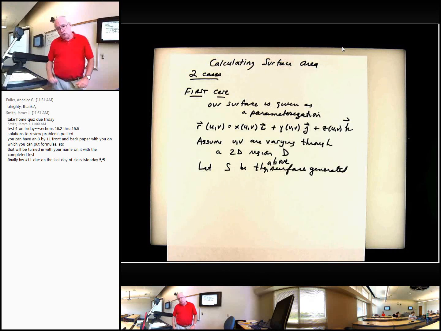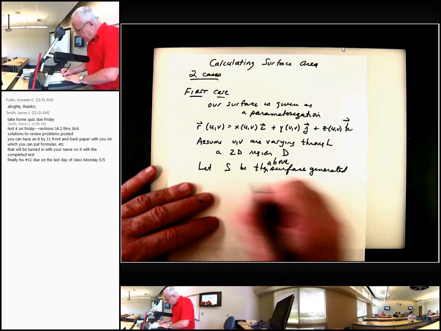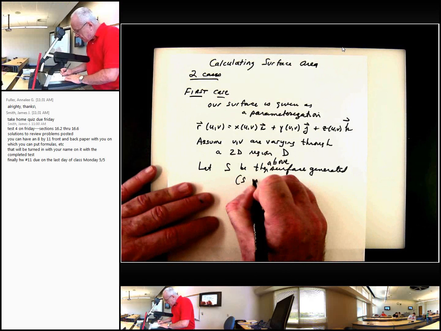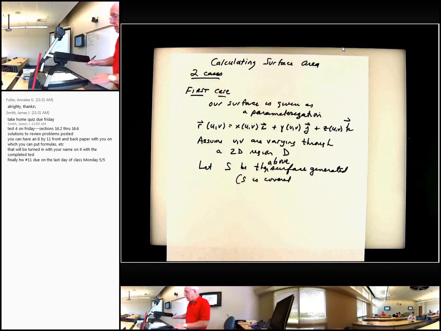So we're going to assume that the surface generated, F, is covered just one time. Just one layer of paint, so to speak.